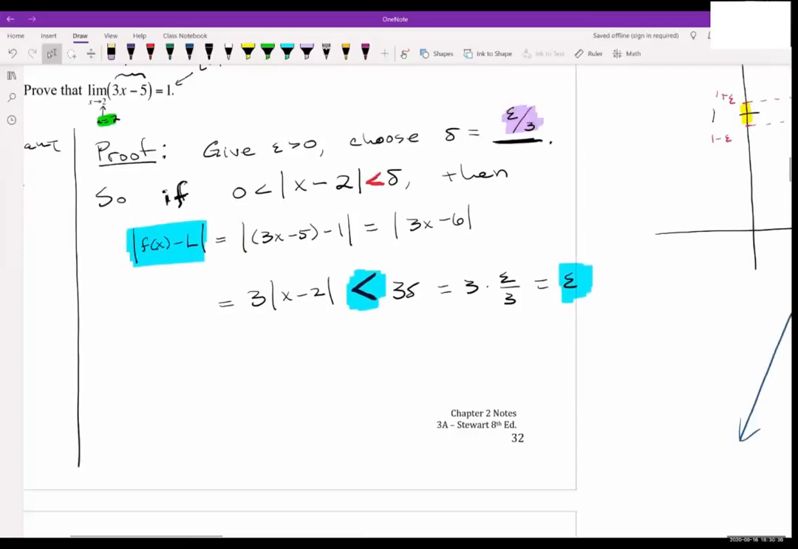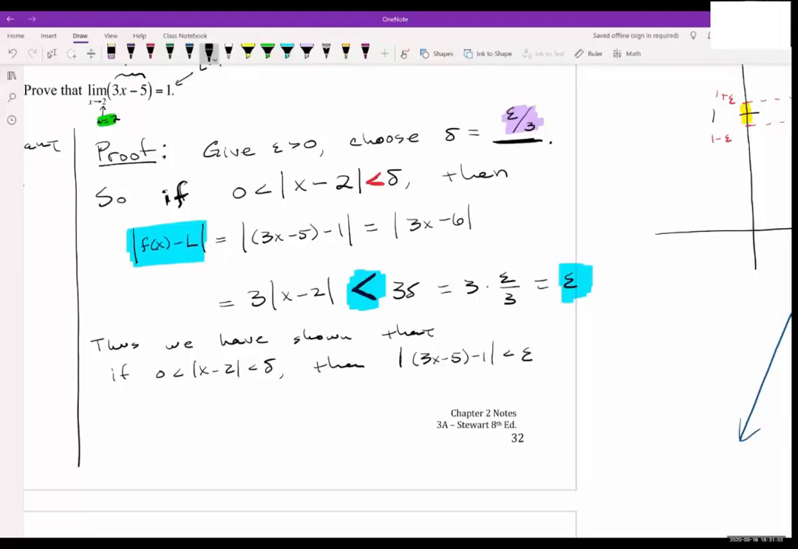And so to finish it off, thus we have shown that if 0 is less than the absolute value of x minus 2 is less than delta, then the absolute value of 3x minus 5 minus 1 is less than epsilon. So by definition of the limit, we've proved that the limit as x approaches 2 of 3x minus 5 is equal to 1.